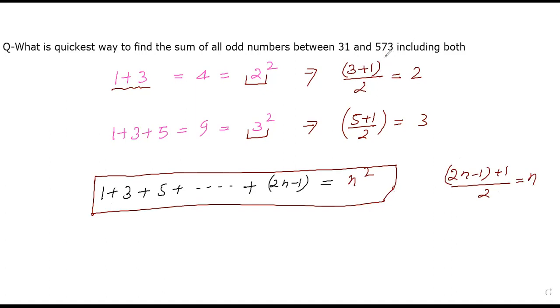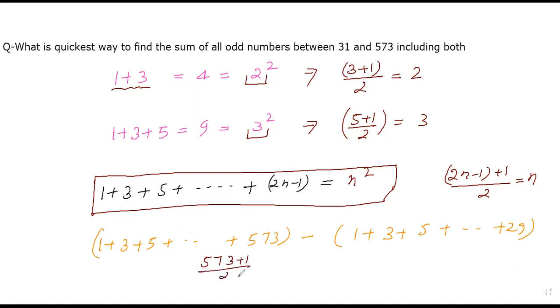So now how can you find the sum of all the odd numbers between 31 and 573? What do you have to do to solve this problem? Firstly, you have to find the sum of all the odd numbers from 1 to 573, this 1 plus 3 plus 5 plus up to 573. And you have to subtract all the odd numbers from 1 to 29, right? So now you have to find the total number of terms in this series. The total number of terms will be 573 plus 1 divided by 2, which comes out to be 287. And the total number of terms in the other series will be 29 plus 1 divided by 2, which is 15.